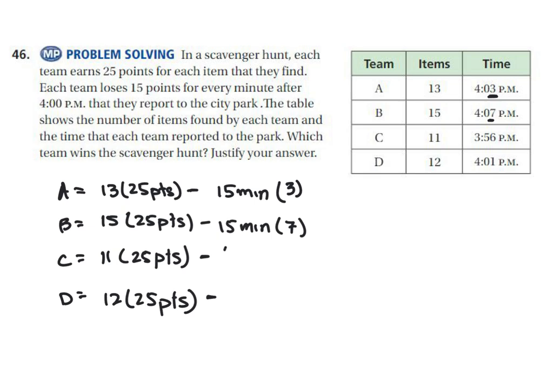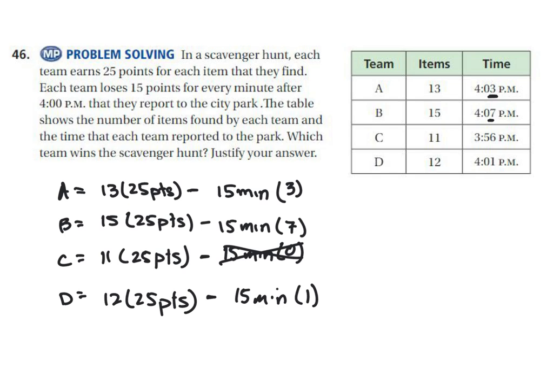Team C, they were 0 minutes late. Okay, so they didn't lose anything, and there's no benefit for reporting early. And Team D, they were 1 minute late. So now we just have to solve these.